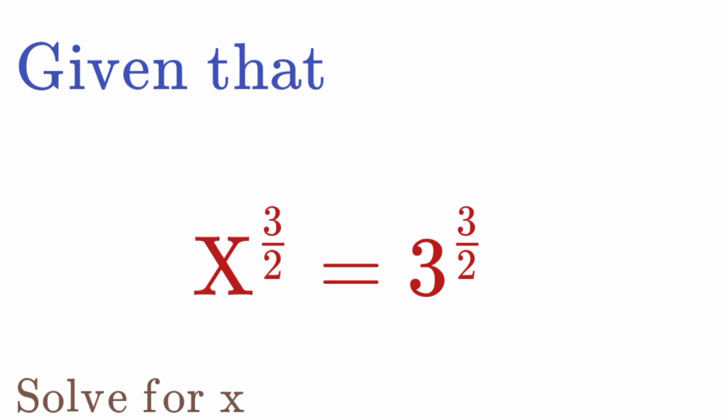In today's tutorial, we are given the exponential equation x to the power 3 all over 2 equals 3 to the power 3 all over 2 to solve for x. How do we do that? Watch the solution that we have. We are going to present a simple, straightforward solution, and you are advised to watch from the beginning to the end. Okay, let's start.